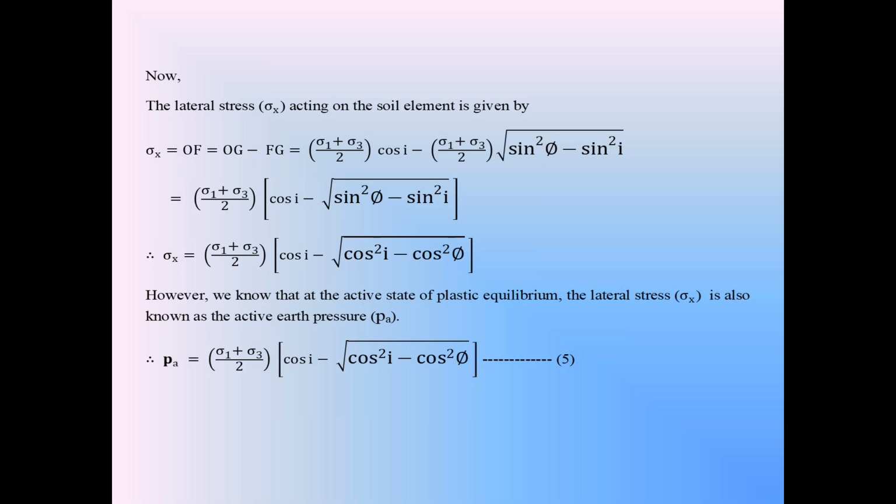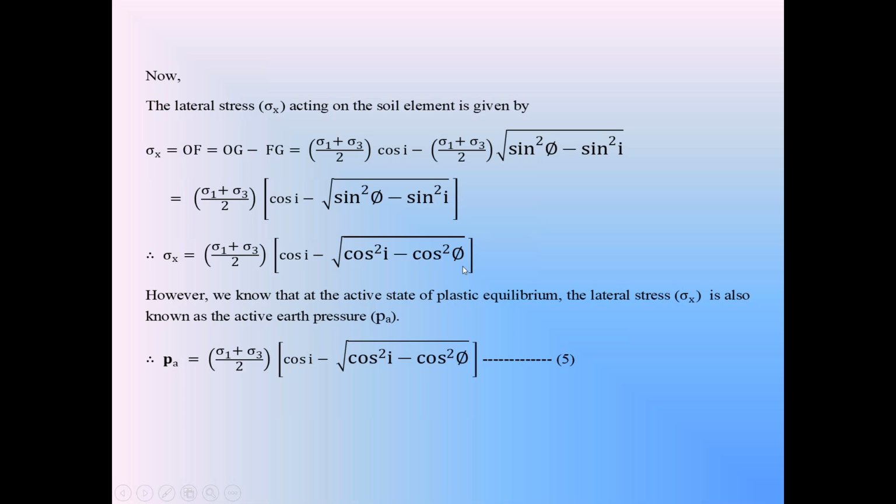So on the right hand side, take that (sigma 1 plus sigma 3)/2 common. So the length OF, that is sigma x, is equal to (sigma 1 plus sigma 3)/2 into cos I minus square root of sin square phi minus sin square I. Write this sin square phi as 1 minus cos square phi. Write this sin square I as 1 minus cos square I. This equation becomes sigma x is equal to (sigma 1 plus sigma 3)/2 into cos I minus square root of cos square I minus cos square phi.